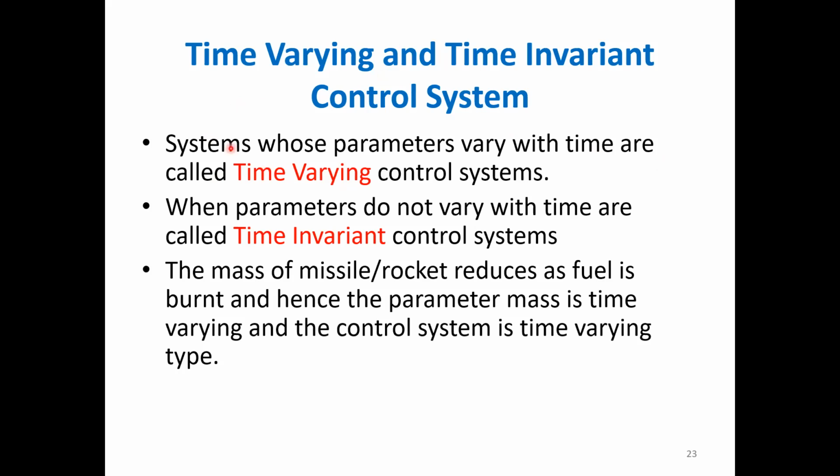Let me tell it again. The systems whose parameters vary with time are called time varying control systems. When the parameters do not vary with time, they are called time invariant control systems. The mass of a missile or rocket reduces as fuel is burned, and hence the parameter mass is time varying and the control system is time varying.